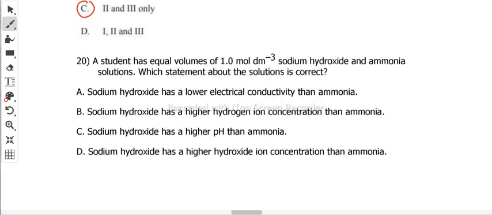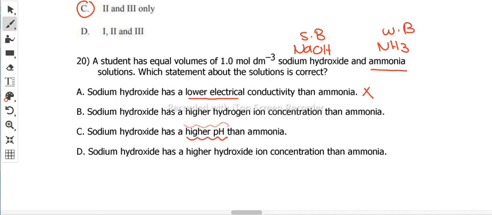Now we have question number 20. A student has equal volumes of 1 mole per decimeter cube sodium hydroxide, which is NaOH. Remember that this is a strong base. And we have ammonia, which is NH3, which is considered a weak base. Which statement about solutions is correct? If I'm going now to start, sodium hydroxide has a lower electrical conductivity. Of course, no, since it's stronger, so it is higher. Sodium hydroxide has a higher hydrogen ion concentration than ammonia. Sodium hydroxide has a higher pH.